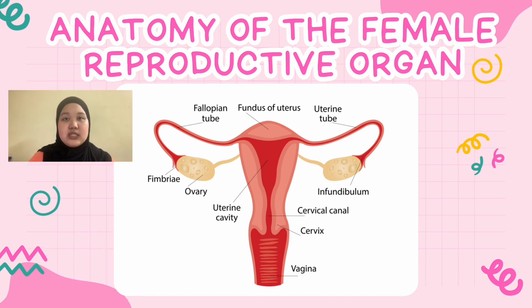The second one is fallopian tube, or also known as uterine tube. It is a tube between the ovary and the uterus. The function of fallopian tube is to transport fertilized egg to uterus for implantation.